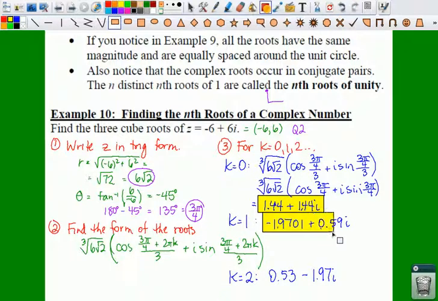So your three solutions end up being: there's one when k equals 0, there's one when k equals 1, and here's one when k equals 2.